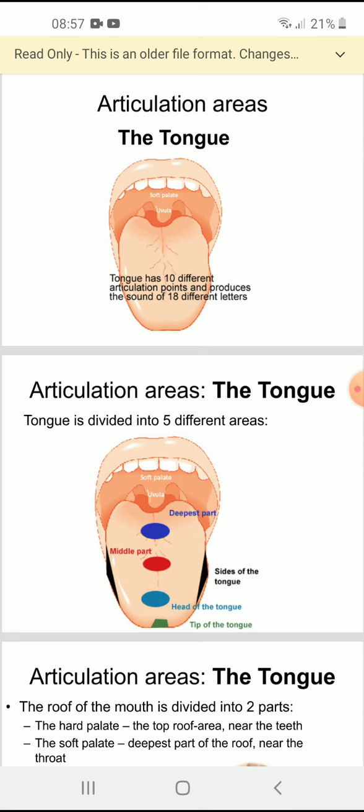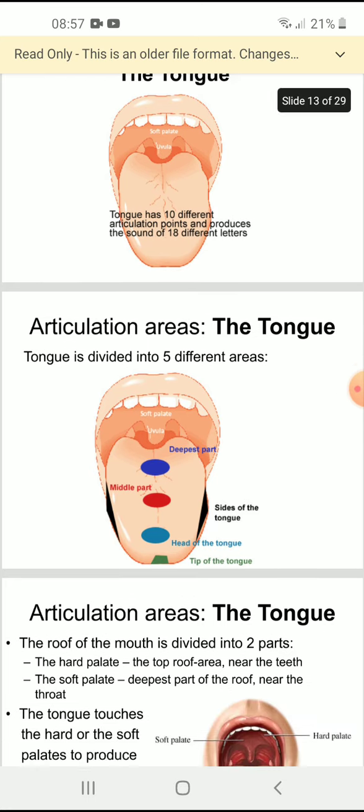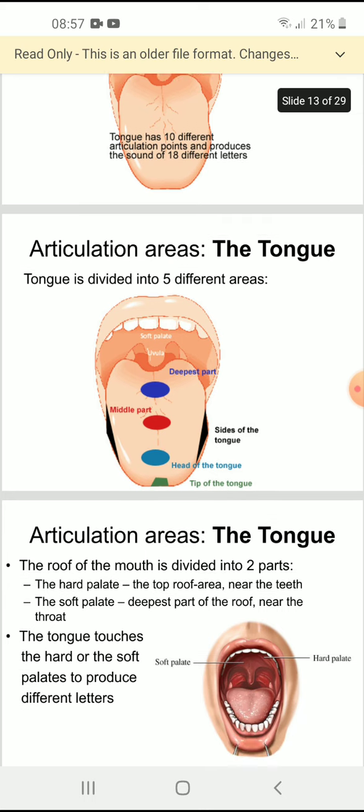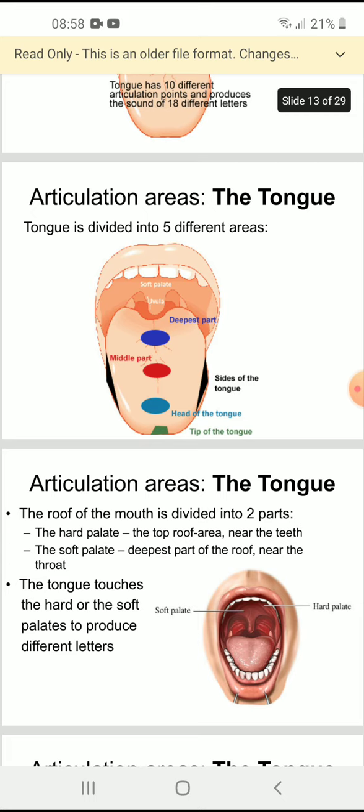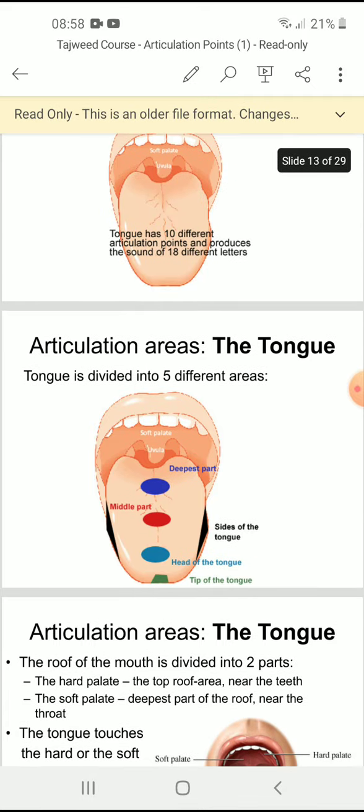So inshallah, now we're starting the third major articulation area, which is the tongue. Let's see what we have exactly in this major area. Here we can see how the tongue is divided into special areas: the deepest part of the tongue, the middle part of the tongue, the sides of the tongue, the head of the tongue, and the tip of the tongue. Inshallah, we are taking today one of those.